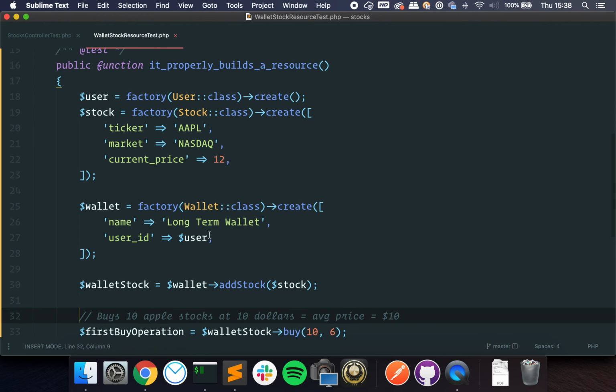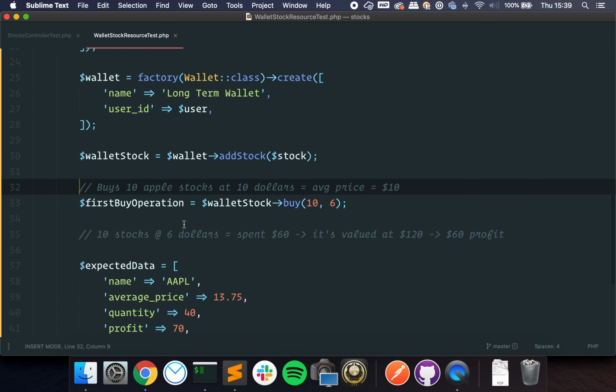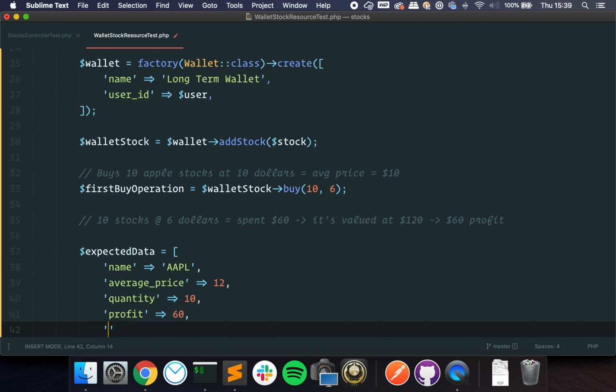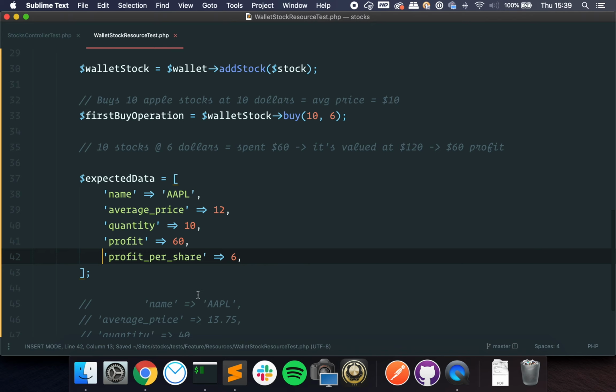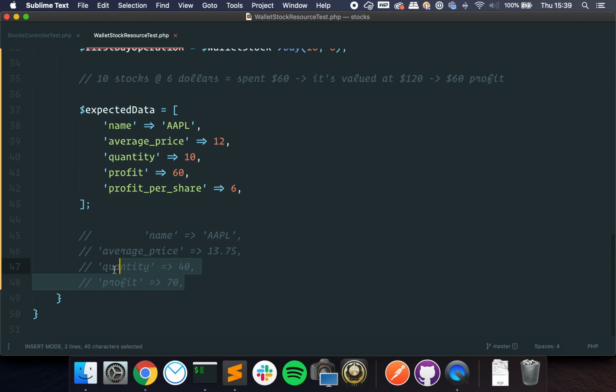Okay, stock, user, perfect. So what we expect to see is the name Apple, because we're talking about an Apple stock. The average price is supposed to be 12. The quantity is 10. We have 10 of those stocks, and the profit is, let's actually add a profit per share. So the profit per share is 6. This might be useful. And the profit per share is just the profit divided by the amount of shares you own. Okay, let's get rid of this.